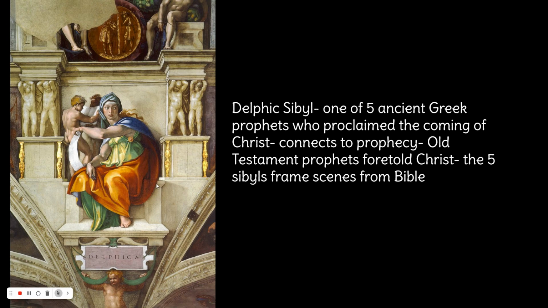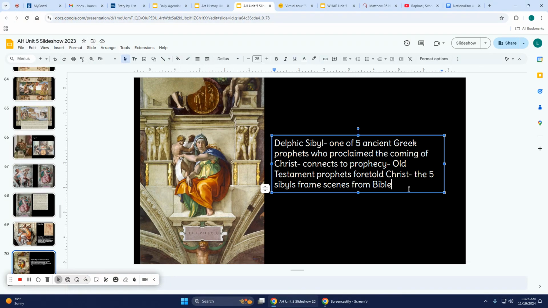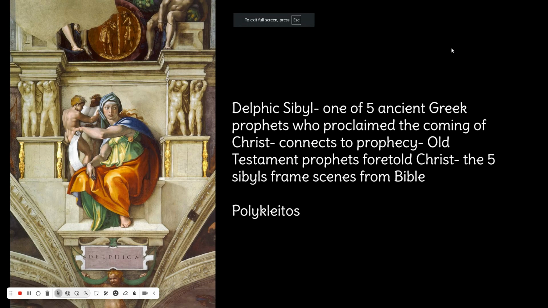So I'm going to add a term right here, actually. Hopefully you remember the artist Polykleitos. Polykleitos is the artist of the Doryphoros and wrote the book The Canon, which was about the perfect proportions for a sculpture. And so we see that kind of attention to detail and perfect proportions here.